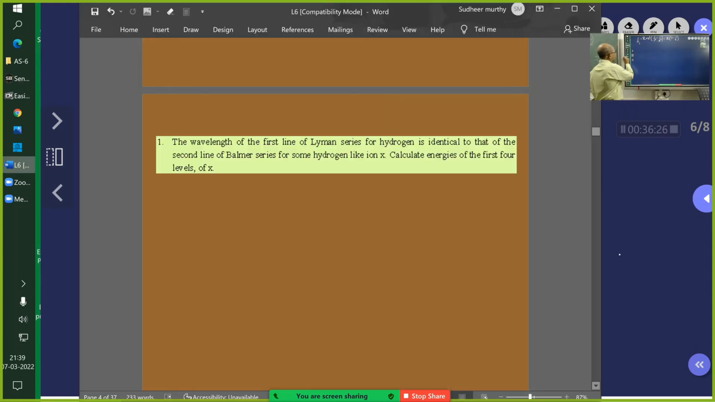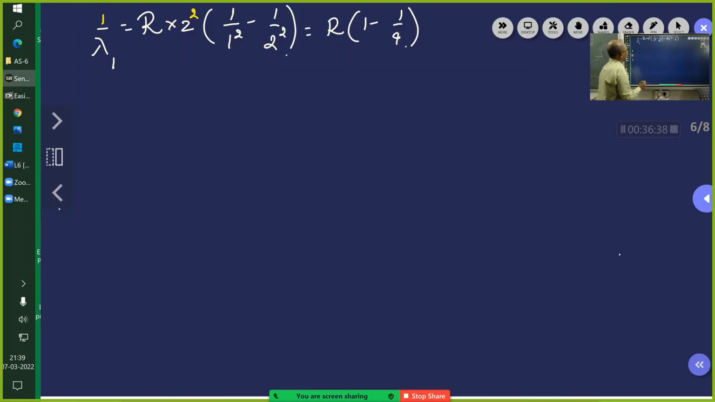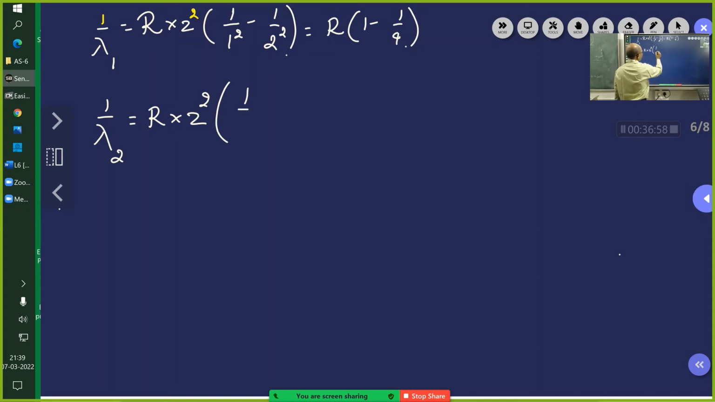Okay. Then the second data they have given is what? Is identical to the second line of the Balmer series for some hydrogen-like atom. So I will consider the next wavelength here to be lambda 2 and here R, but they have told it is a hydrogen-like ion. So I don't know what that ion is. It can be helium, lithium or anything. So I will simply use Z square there. And second line of Balmer means this should be 2 square and this should be 4. So this is the data that we get there.